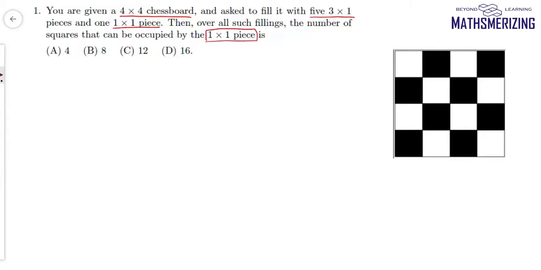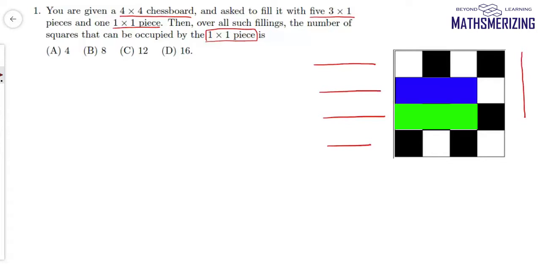Now what do we have? We have five 3x1 pieces. We can arrange four 3x1 pieces horizontally and then one 3x1 piece vertically. In this case, these 6 squares will always be occupied, and these 2 squares will also be occupied. With this, the vertical piece can be either the first 3 or the last 3.